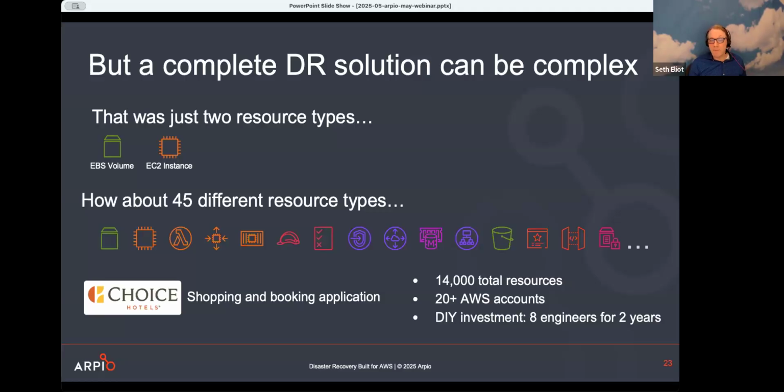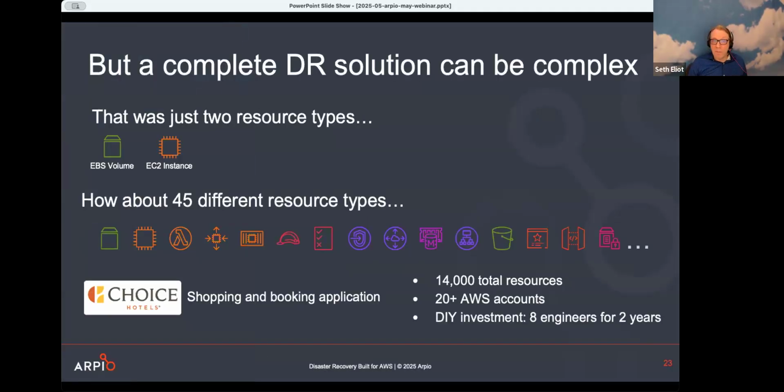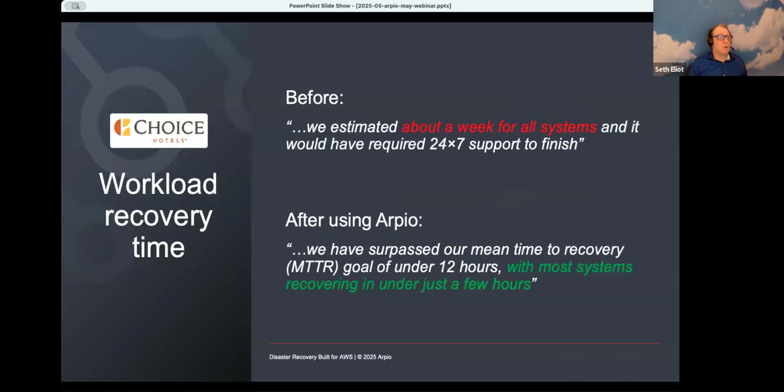The do-it-yourself path was starting to look kind of onerous. They estimated it would take 8 engineers 2 years to do it. And this is where RPO comes in. With RPO, you could do that kind of onboarding inside of a month. And this is the result.